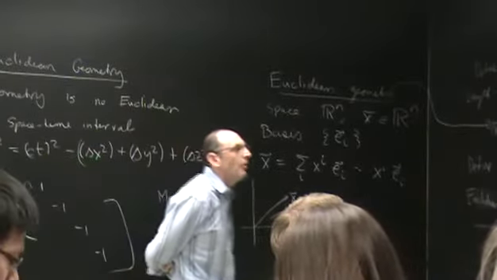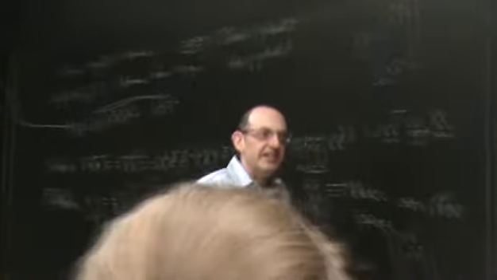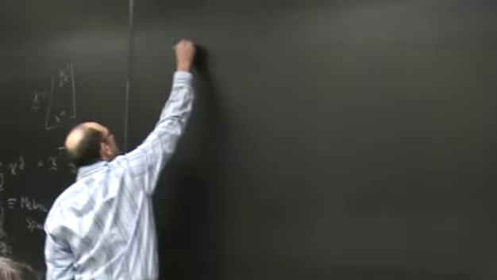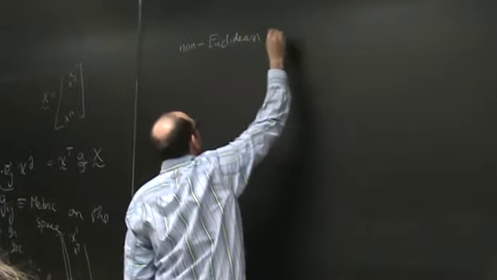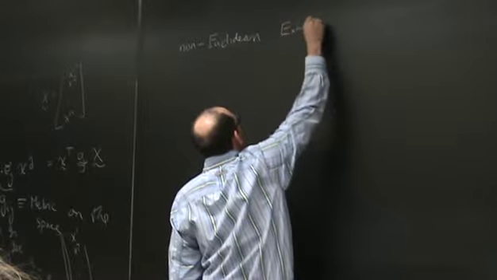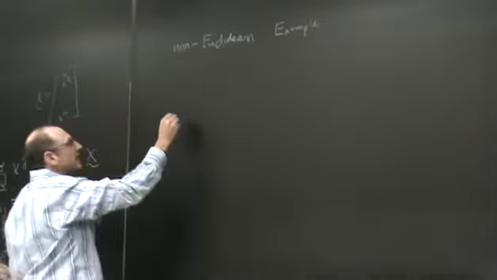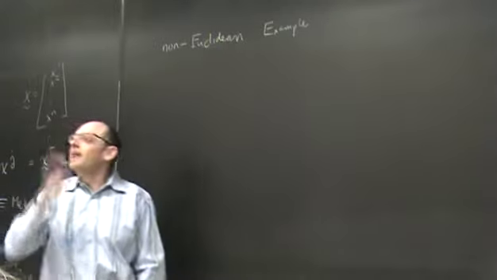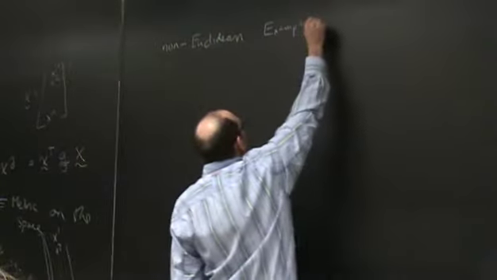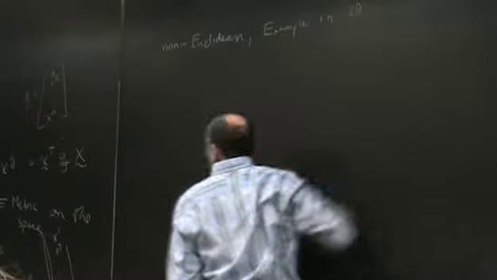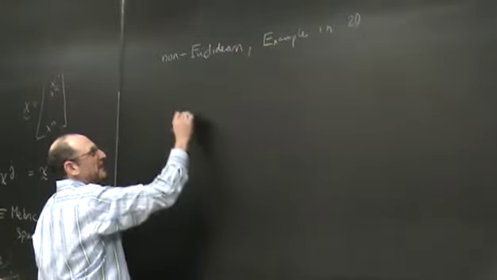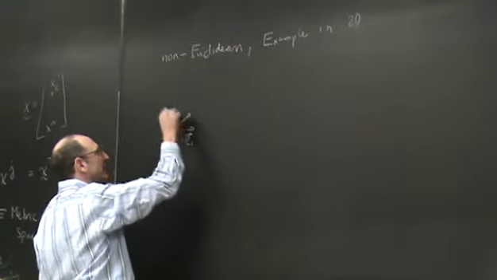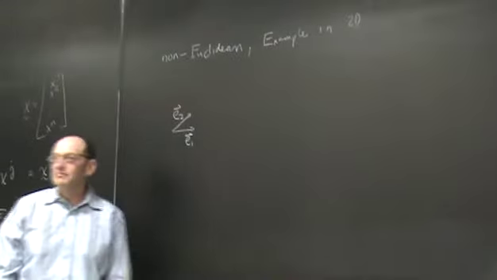Right. So now let's look at a simple example of a non-Euclidean geometry. Okay. So suppose I'm just going to look at a two-dimensional space, but a two-dimensional non-Euclidean geometry. Okay? So I'm going to define two basis vectors, E1 and E2. Okay?